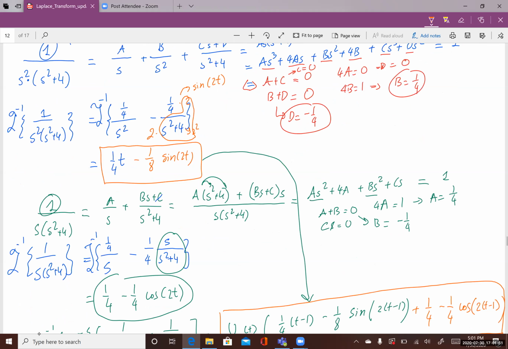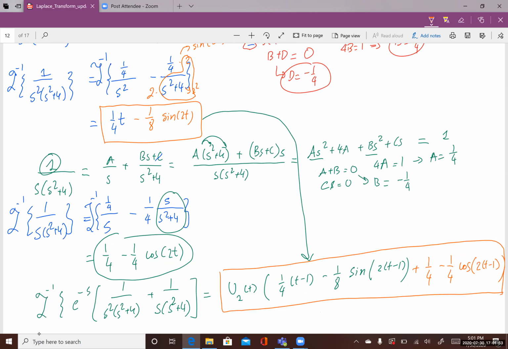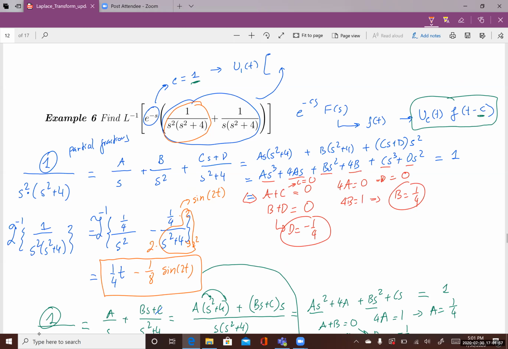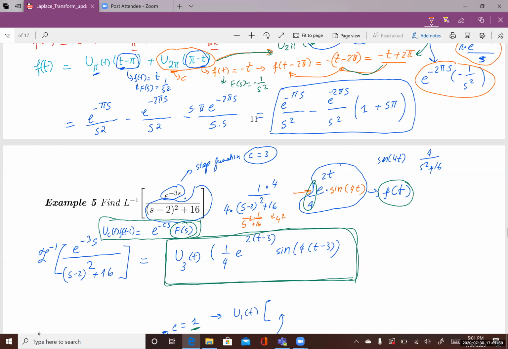All right, again, it looks complicated, it looks confusing, but if you practice enough, I'm pretty sure you will get a grasp of it.